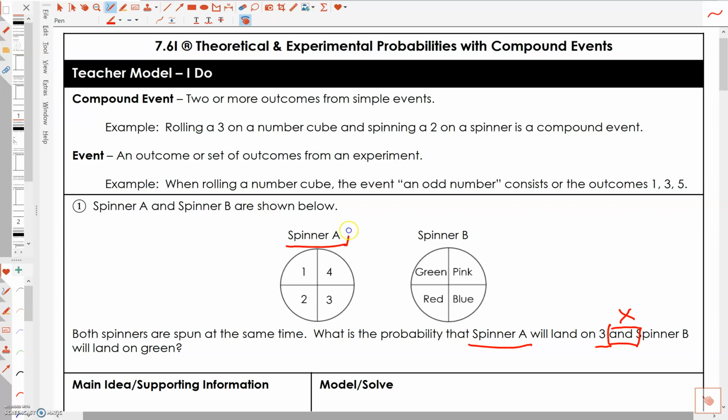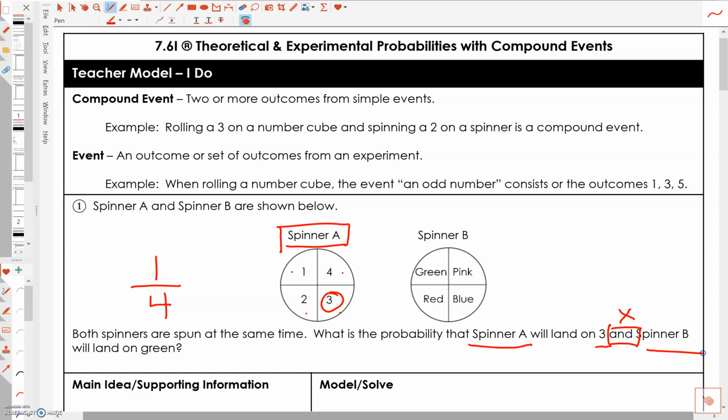If you look at spinner A over here, we know there are a total of 4 outcomes. So there are 1, 2, 3, 4. There's a total of 4. So remember, the total was at the bottom of your ratio. Now it's asking for 3. So how many 3s are there? There's only 1 three. So 1 out of 4.